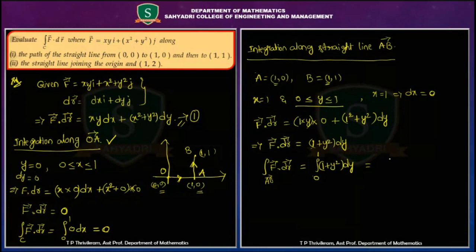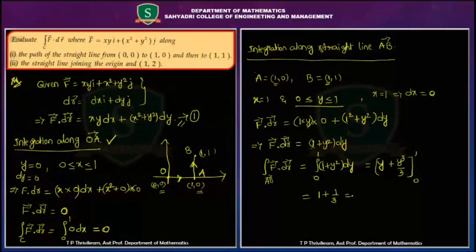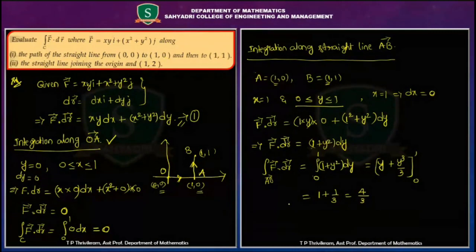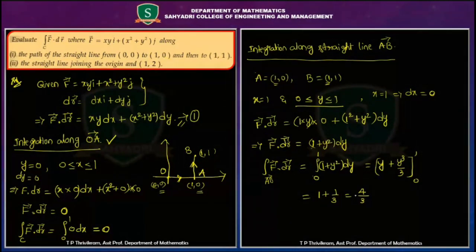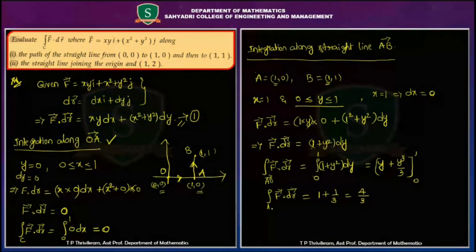Implies integration of this, how much? You get y plus y cube by 3, where the y value ranging from 0 to 1. Okay, so substitute those values, how much you'll get? 1 plus 1 by 3. So how much? 4 by 3. Clear? So this is the integral value of f dot dr about the straight line AB.